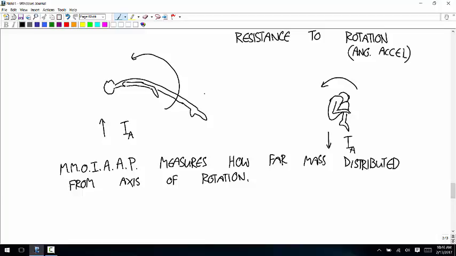So in one with a low mass moment of inertia, the person's getting all of the mass of the body as close to the axis of rotation, in this case its center of mass, as possible. Everything's just pulled in as tight as you can, and the tighter you can pull it in, the lower the mass moment of inertia goes.